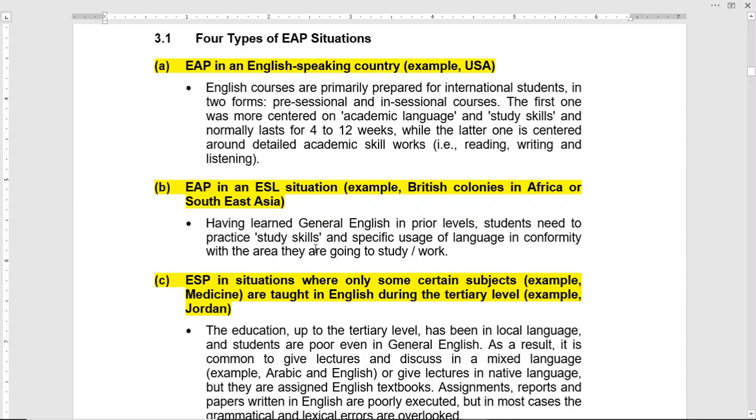Then the second one is English for academic purposes in an ESL situation, British colonies in Africa or Southeast Asia. Having learned general English in prior levels, students need to practice study skills and specific usage of language in conformity with the area they are going to study or work. For example, economics. So they have the general English knowledge, but now this is for a specific purpose: to study economics and also to work in the field of economics.